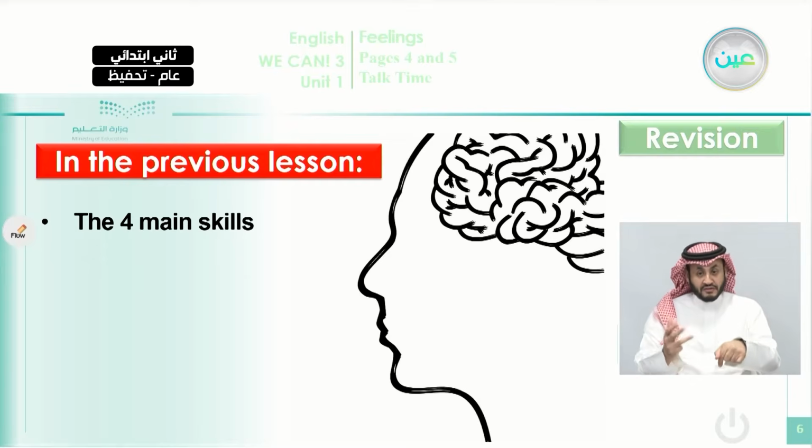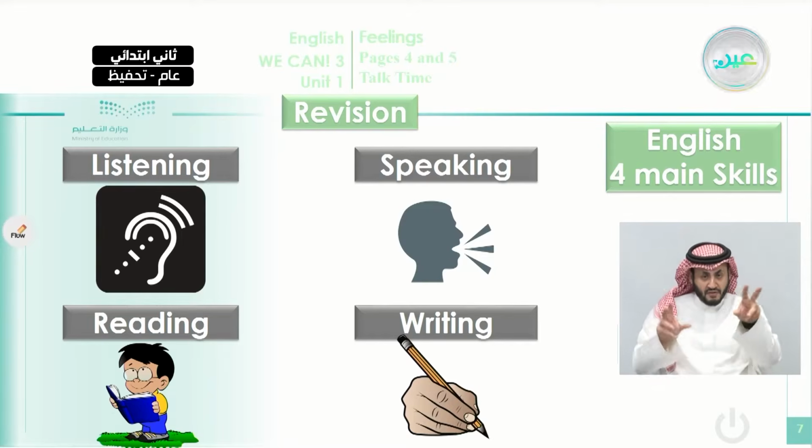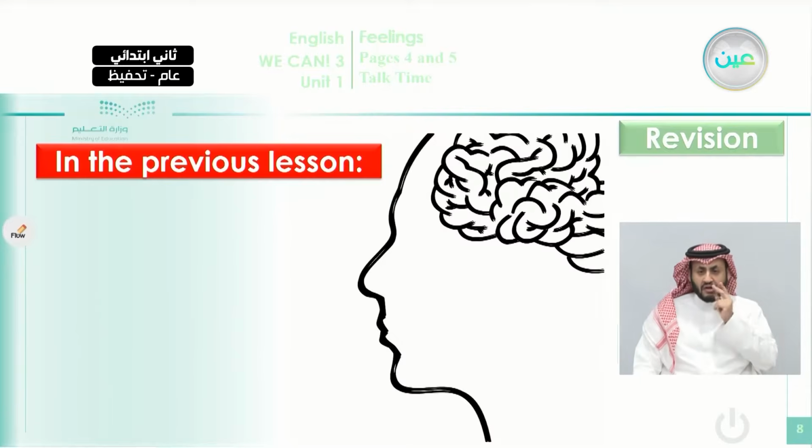Okay, also in the previous lesson, we told you some idea about the 4 main skills. If you want to improve your English, if you want to be good at English, you need to work hard on your listening, because if you listen very well, you will speak very well. So listening is very important. It will lead you to good speaking. Also reading, if you read very well, that will lead you to become a good writer. So reading will lead you to become a good writer in all languages, and especially in English. When you listen, you will improve your speaking. If you read, you will improve your writing, and so on.